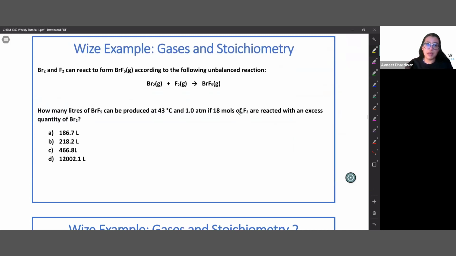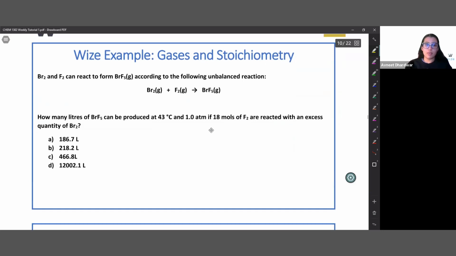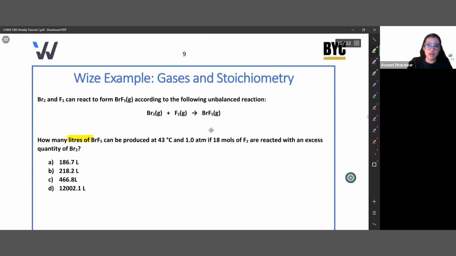So the first example is saying that bromine and fluorine can react to form BrF5 according to the following unbalanced reaction. And we want to know how many liters of that compound can be produced at this temperature and this pressure if this many moles of fluorine are reacted with an excess amount of bromine. Okay, so right away for any stoichiometry problem, the first thing that we want to do is make sure we're looking at a balanced reaction. So here it outright said this is an unbalanced reaction, but on a test it's not going to say that. So make sure that you check to make sure that it's balanced.